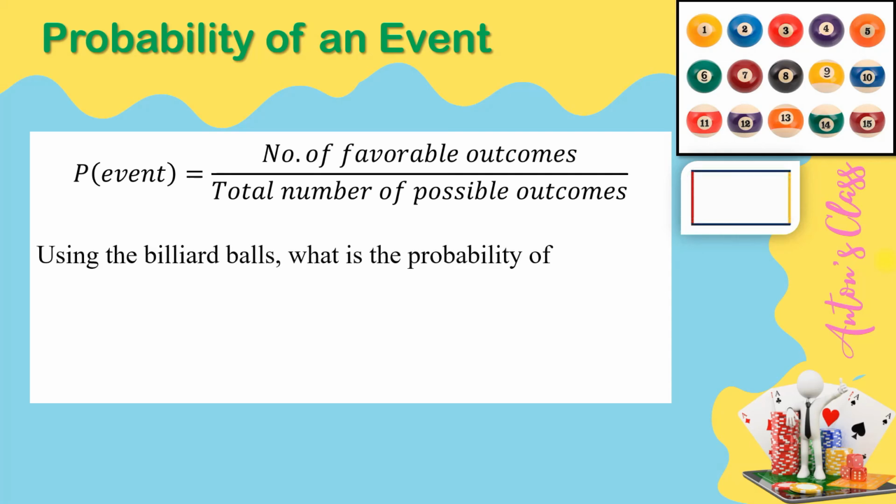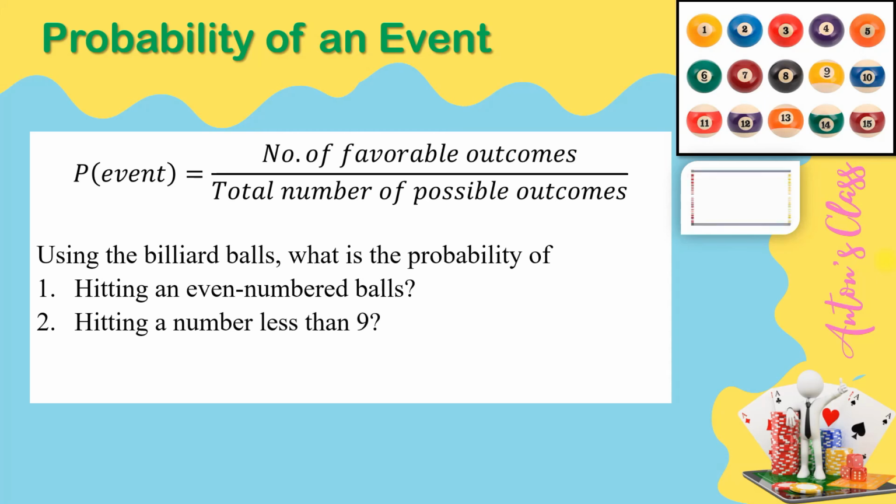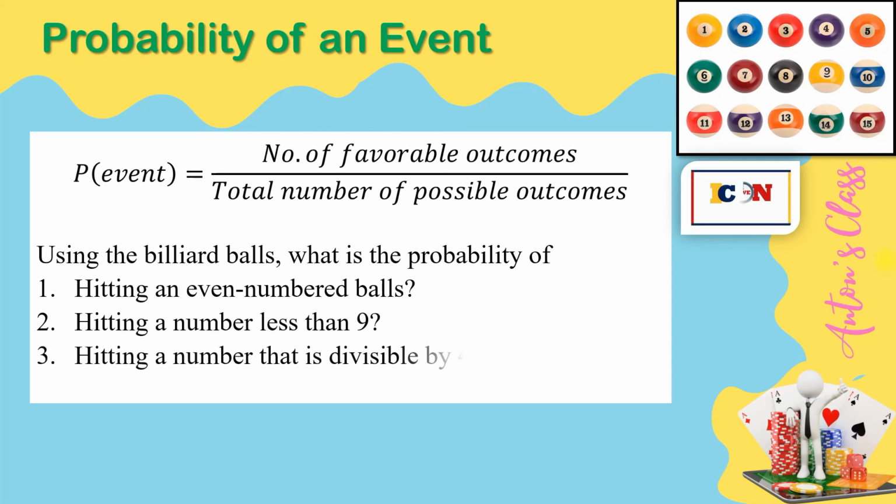Using the billiard balls, what is the probability of, number 1, hitting an even-numbered ball? Number 2, hitting a number less than 9. And number 3, hitting a number that is divisible by 4. So let's answer number 1 first.